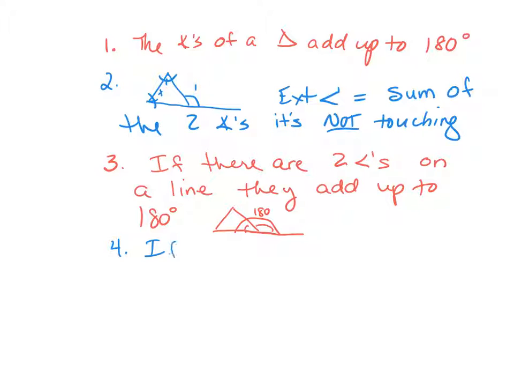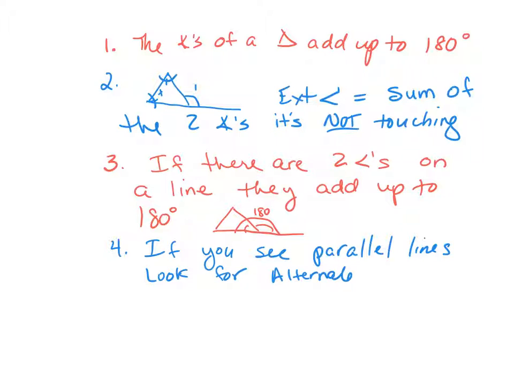If you see parallel lines in the picture, look for alternate interior angles. Now you look for all the types of angles that we learned about. You look for corresponding, you can look for alternate interior, you can look for a lot of the other ones, but the one that comes up the most in triangles is alternate interior. So look for that first. See if you can find those first, and we're going to do one in a minute that uses that.